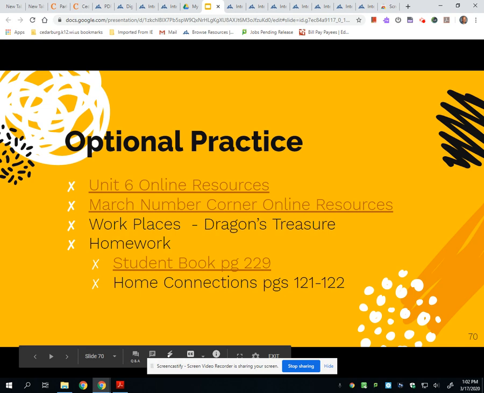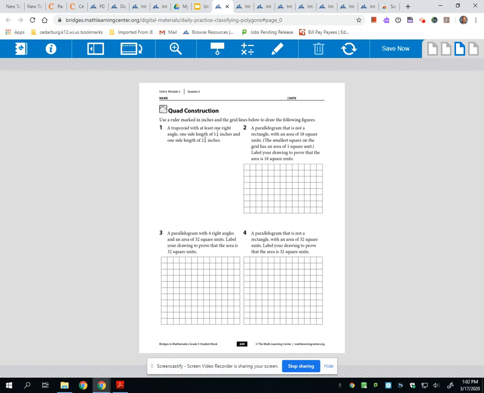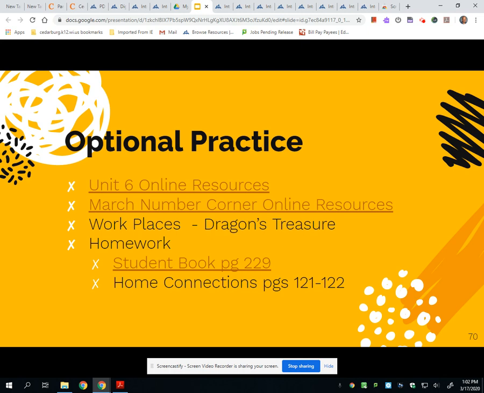For your extra work today, student book, page 229, which is right here. You're going to be constructing some quads. Make sure that you are labeling sides and answering the questions as well as you can. And also in Home Connections, pages 121 and 122. When you are done, you can go on to Unit 6 resources and the April number corners. I know it doesn't say April number corners. I'll get that changed as soon as possible.